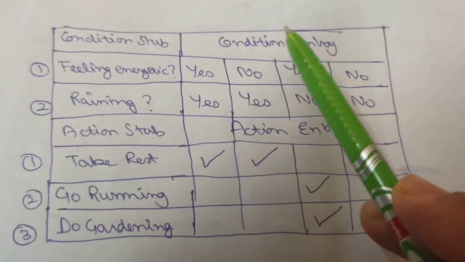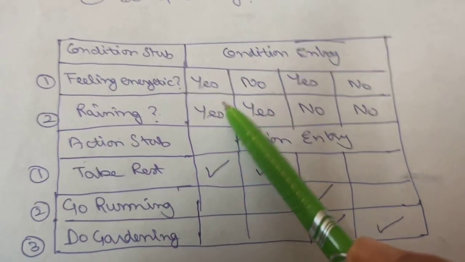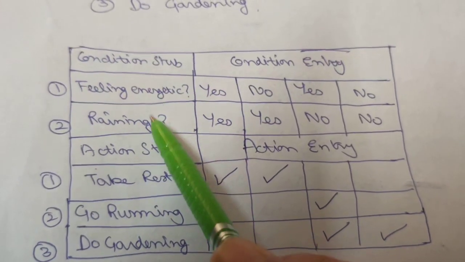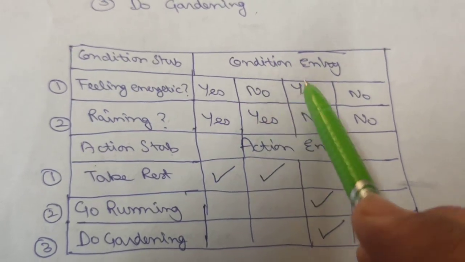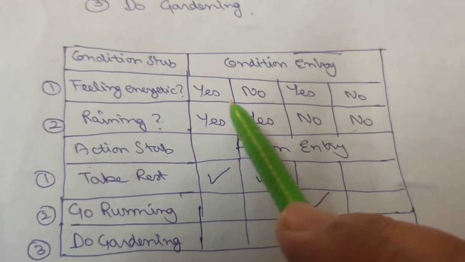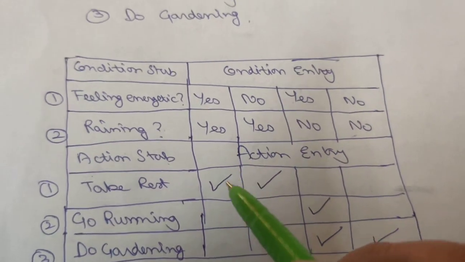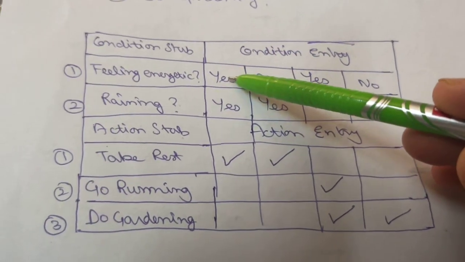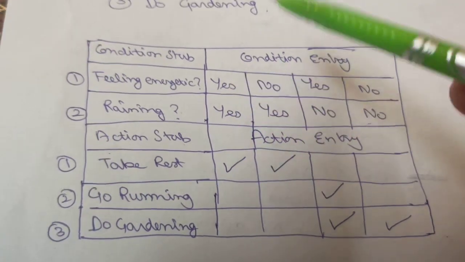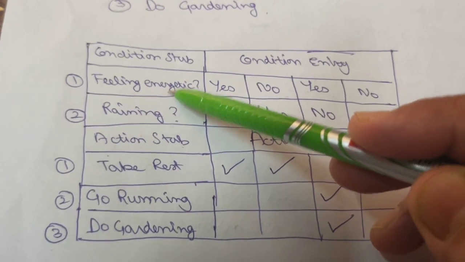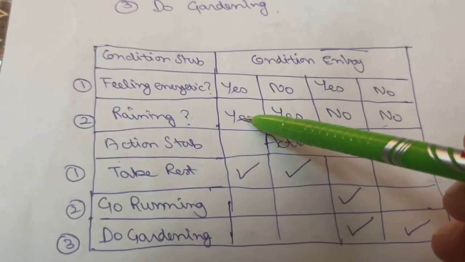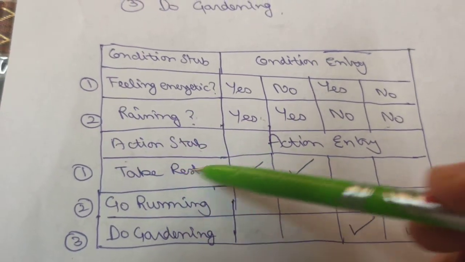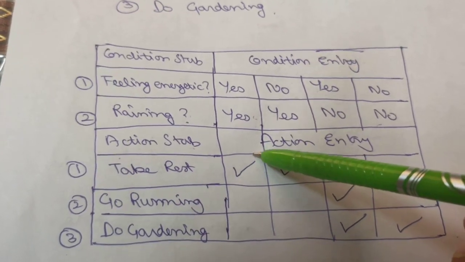So what is the condition entry? In the condition entry we list all the possible combinations for the two conditions. You know that for two conditions there are four possible combinations: yes yes, no yes, yes no, no no. Depending upon these combinations we put the entry of the various actions that are possible. For example, in the first scenario the condition entry is yes and yes. That means the person is feeling energetic as well as it is raining outside. If it is raining outside, it is not possible to go running or to do gardening. So the only option left is to take rest.